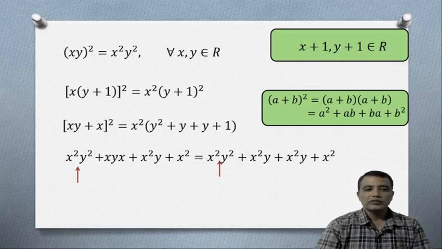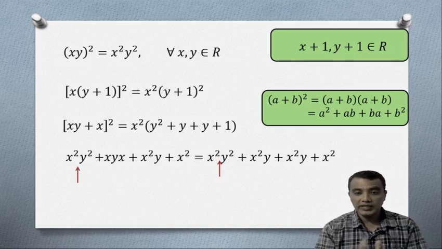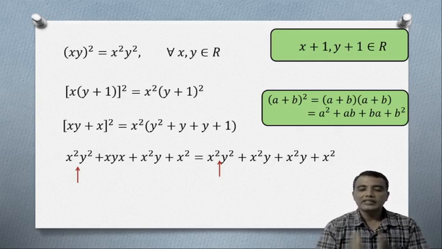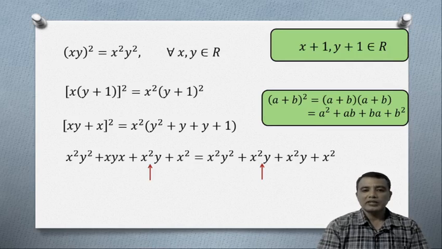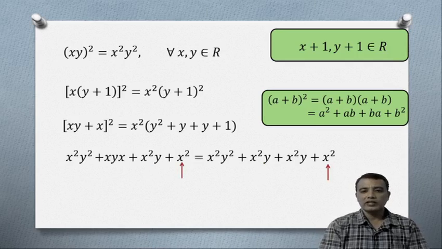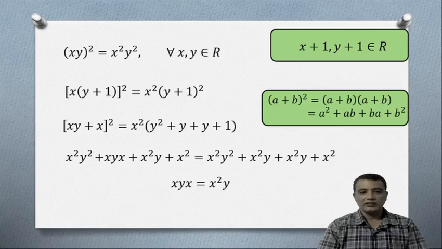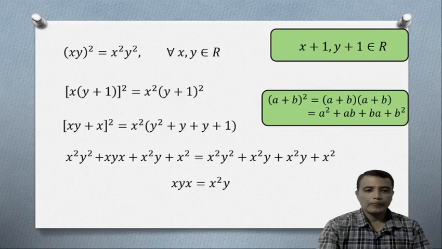Now x square y square and x square y square can be cancelled under addition, not under multiplication. So x square into y square and x square y square can be cancelled because its inverse exists in R under addition. Next, this x square y and x square y can be cancelled, and lastly x square and x square can be cancelled. So remaining thing is what? xyx on the left hand side and x square y on the right hand side. So xyx is equal to x square y. Now we have xyx is equal to x square y.